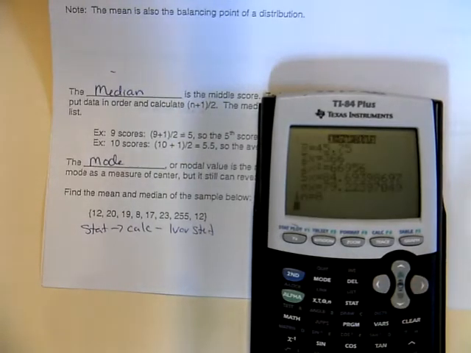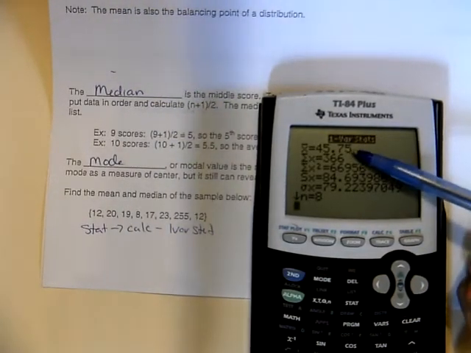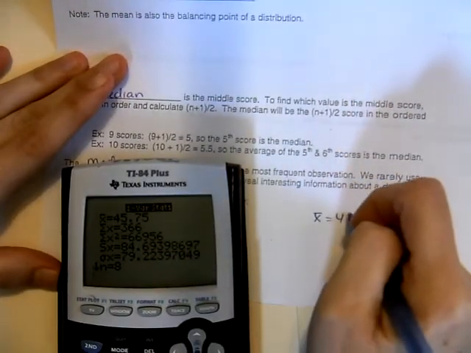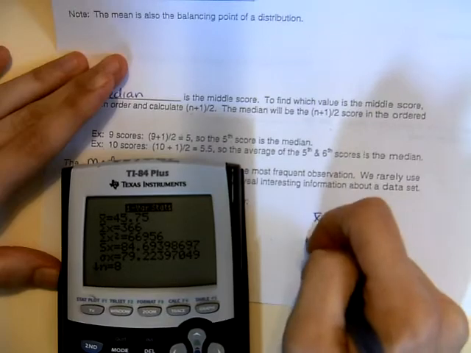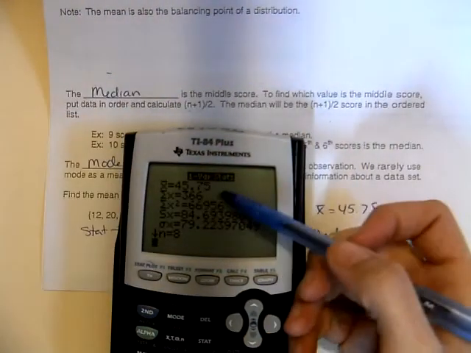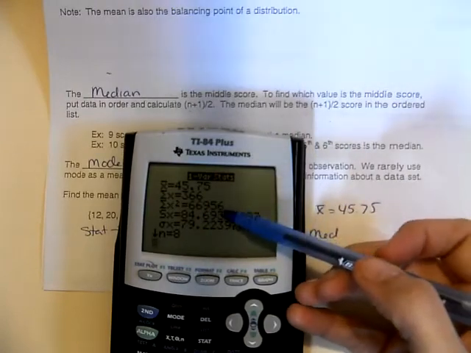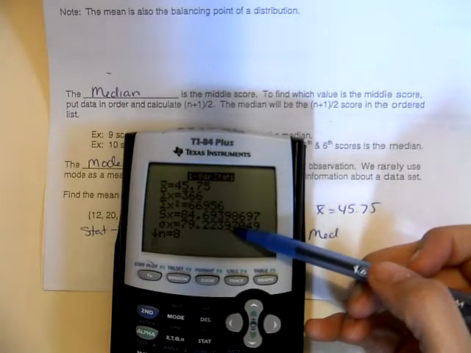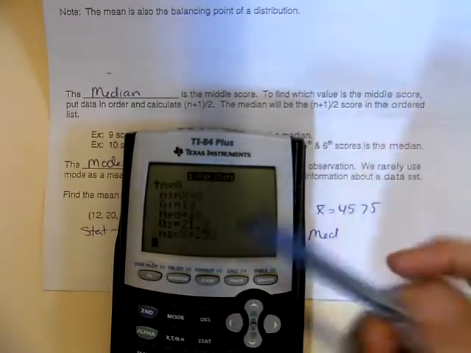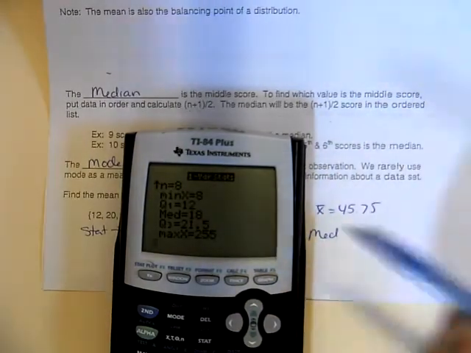So hit calculate. There's our mean right there. So the mean here is 45.75. Now the median, so it gives you a bunch of other stuff. It gives you the sum of all the numbers, the sum of all the numbers squared. We'll get to S and sigma later. Gives you the amount, and then it also gives you the min, Q1. We'll get to all this later.